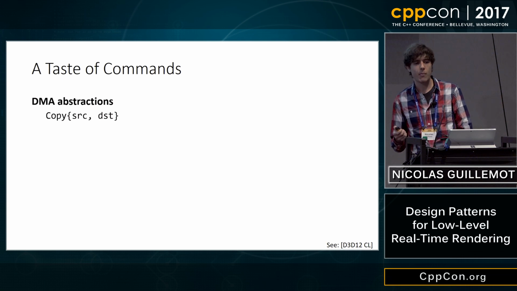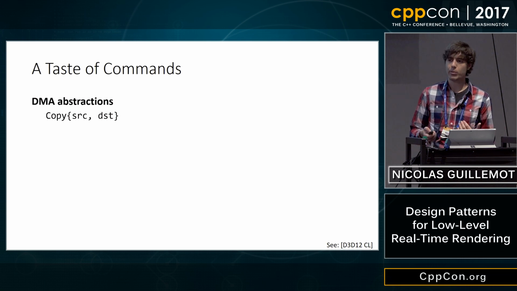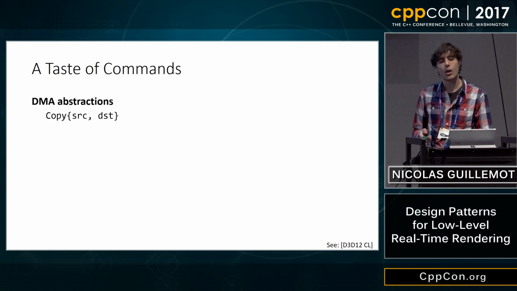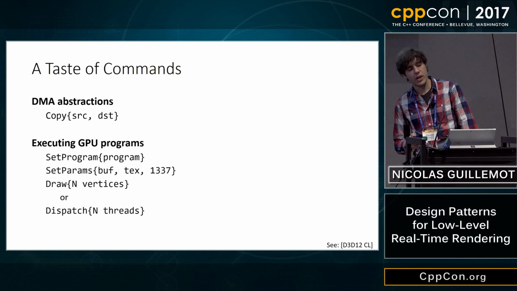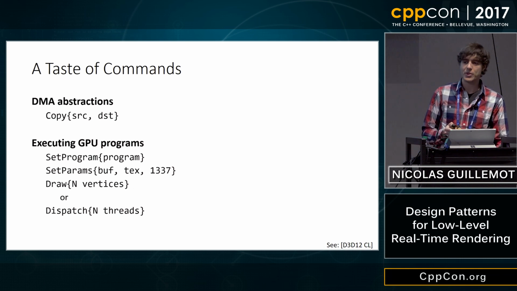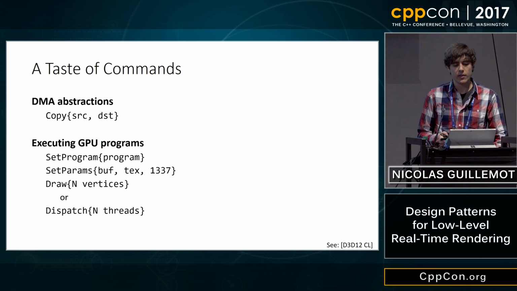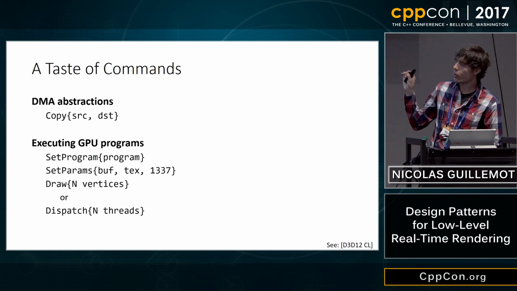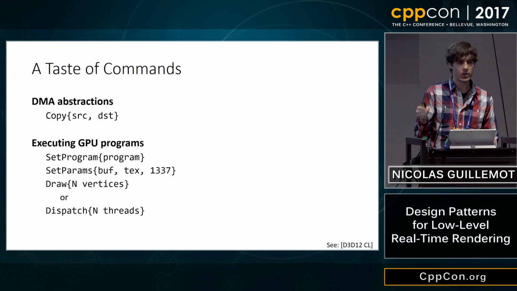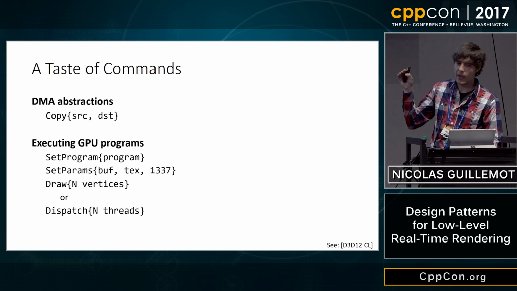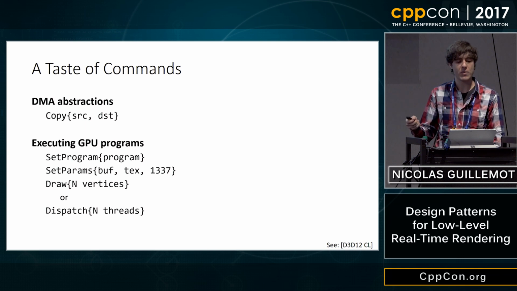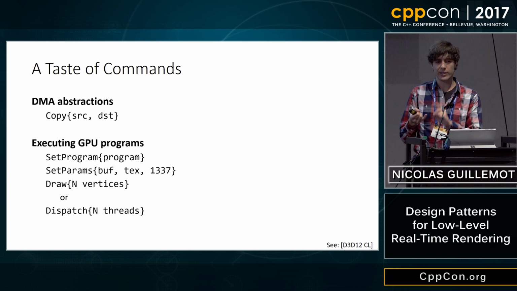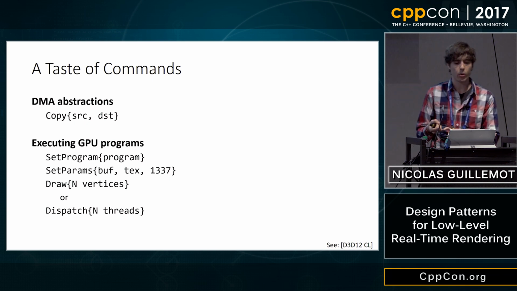So for example, we have some commands that may abstract, for example, the DMA engines. So you might have a command that just copies memory from a source location to a destination location. Very straightforward, I think. You may also have some commands that are made for executing programs on the GPU. So for example, the sequence of commands that I'm showing at the bottom left here: we start by setting the program, to say this is the program we want to use the next time we run a program. And then we may have a command that sets the parameters to that program. And then we can actually invoke the program using generally a draw call or a dispatch call. Those are the two main ways in which you can start a program.